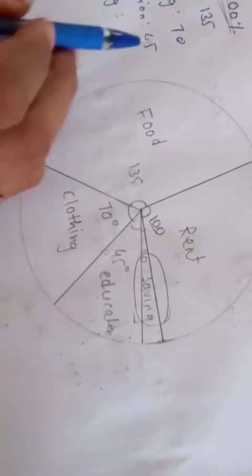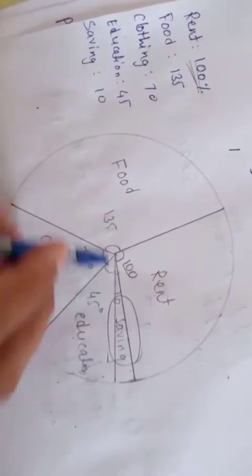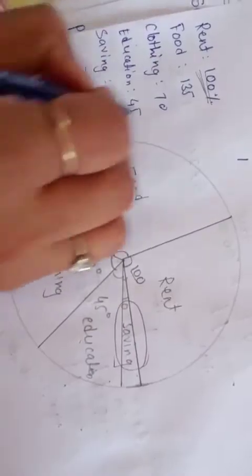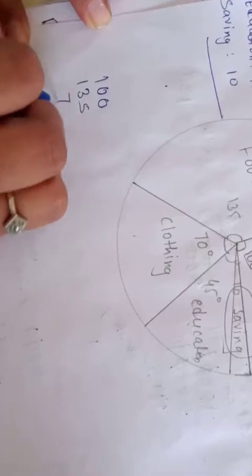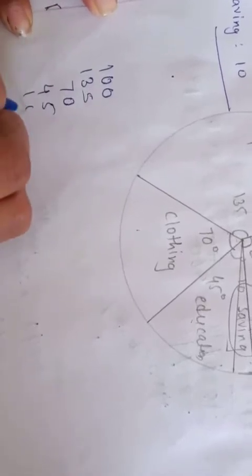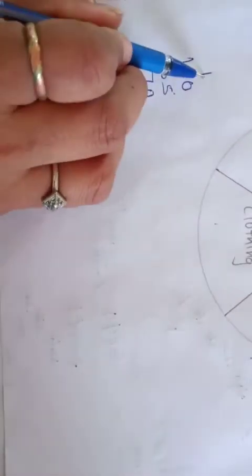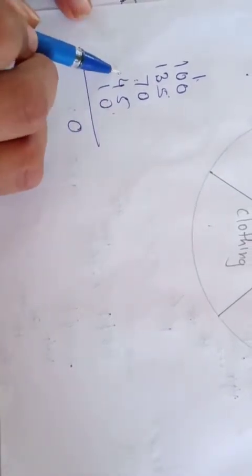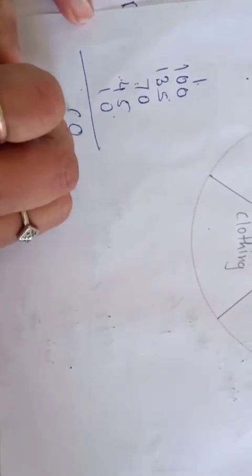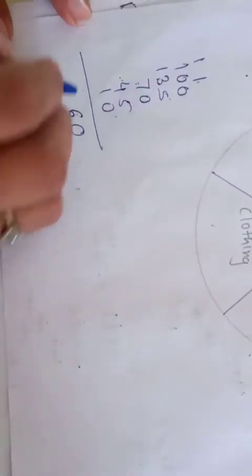Now if you want to check that this sum is right or wrong, what do you have to do? You have to do the total of this. So 100 plus 135 plus 70 plus 45 plus 10 is what? Let's see. 5 plus 5, 10. So 1 carry. Now 1 plus 3, 4, 4 plus 7, 11, 11 plus 4, 15 and 15 plus 1, 16. So 1 carry and this is 3.